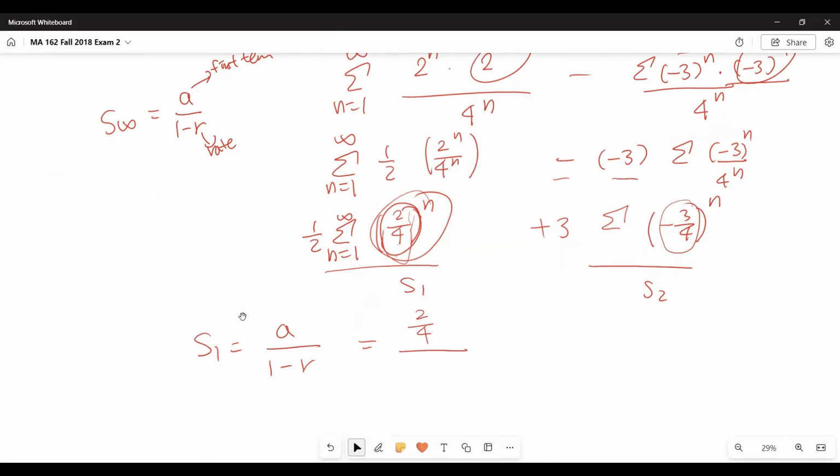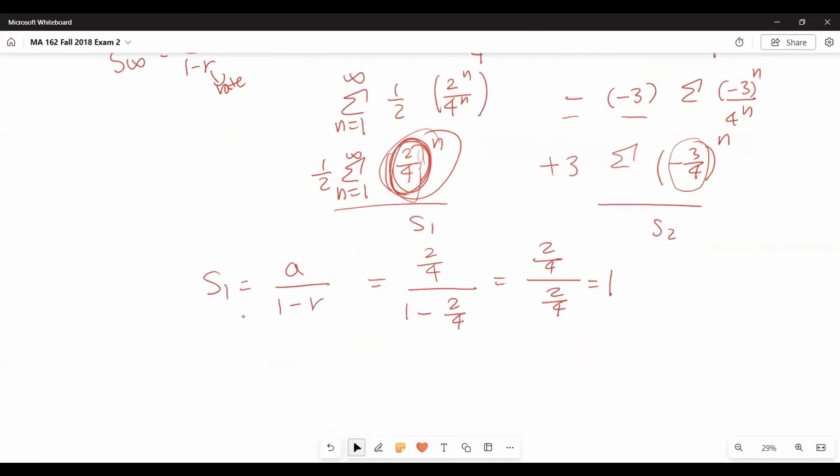So the first term is 2 over 4, and then over 1 minus the rate, which is 2 over 4 as well, so 1 minus 2 over 4. So this is 2 over 4 over 2 over 4, which is just 1. So this value becomes 1 over 2.